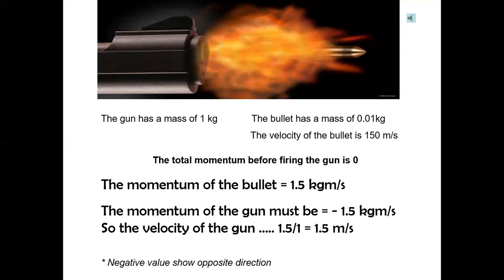So therefore, if that's the case, the velocity must be exactly the same as the bullet there. So the velocity of the gun, we do 1.5 divided by 1, which then gives us 1.5 anyway. Okay, so it's the same as the bullet. Whatever the bullet was in the first place, it will be exactly the same for the gun as well.